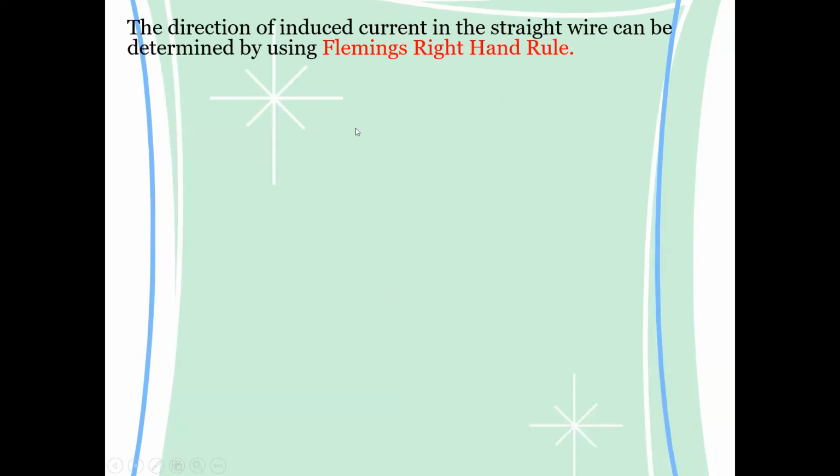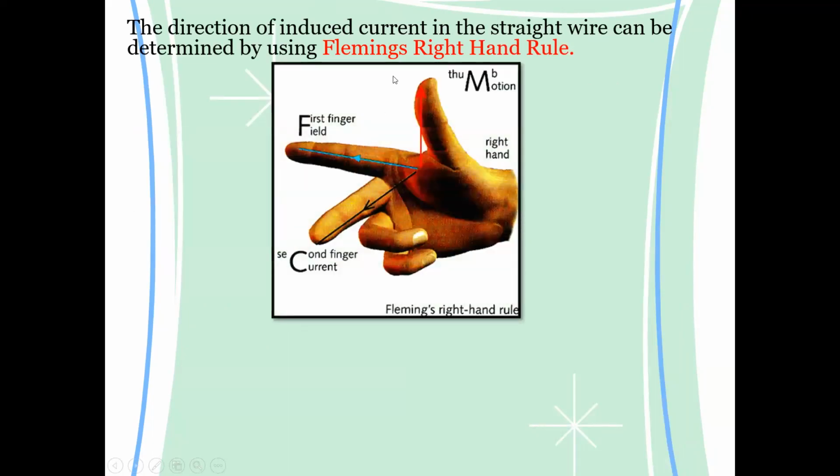How do we find the direction of the current? For this, we can use Fleming's right hand rule. What is Fleming's right hand rule? According to Fleming's right hand rule, you will use your right hand. Your first finger, the index finger, represents the magnetic field. Your second finger represents the direction of the current, and the thumb shows the motion of the wire, which direction the wire is moving.